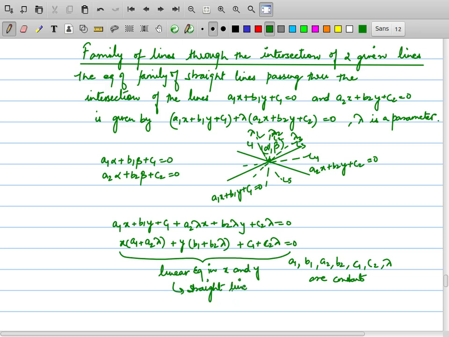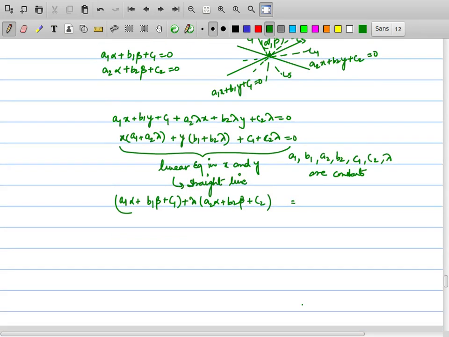But how do we come to the conclusion that this is passing through alpha beta? Why? Now if this family of line is passing through alpha beta, it should satisfy this equation. So a1 alpha plus b1 beta plus c1 plus lambda times a2 alpha plus b2 beta plus c2, we find that this should come out to be 0. But we have already seen that alpha beta satisfy this equation and this equation.